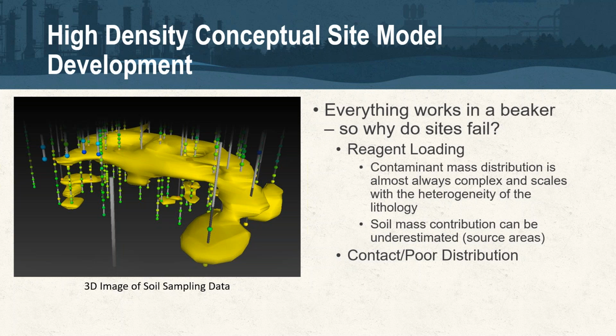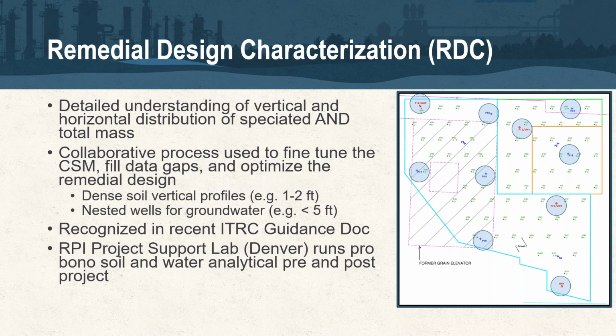So this image that you see on the left there is an image that a client of ours generated. Each of those spheres is a soil sample. So they're generating 3D images like you would see with a high-res technology like the MIP or the LIF, but we're actually generating these types of quantitative models using soil data. We call that process the RDC, or the remedial design characterization.